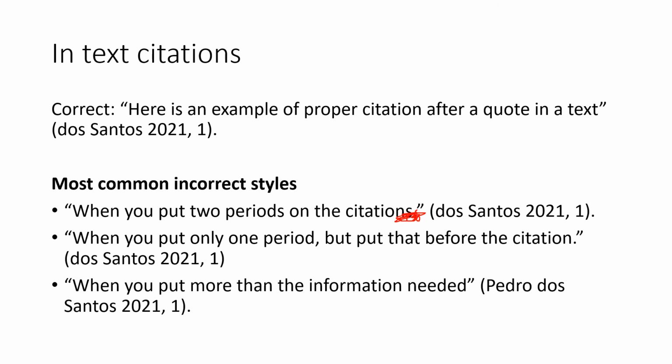The second one is when you put only one period, but you put that before the citation. So the period should go right here, and then you need to delete this period over here. Another one is when you put more information than you need. Here I have Pedro dos Santos, the full author's name. Sometimes people put the title of the paper or the title of the book here, so you just need to remove that. This is the example of the correct way of doing Chicago author date.